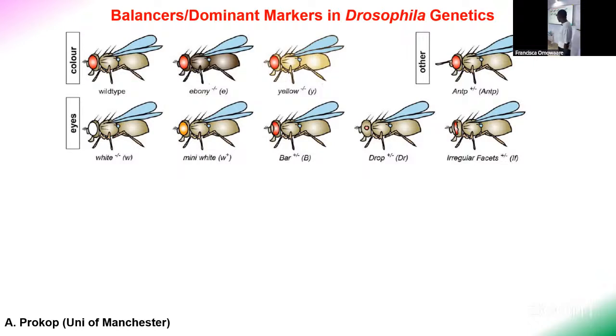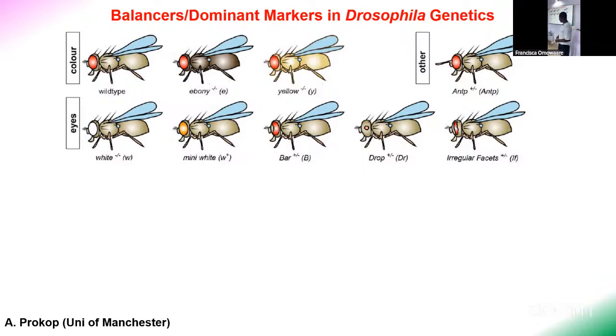So forget about that. But there are some animals that are going to be wild type for the eye color. There are some for the body color, and there are some that are going to be what we call the ebony phenotype, and there are some that are going to be yellow bodied. Okay, there are white eyed. There are some that are going to be the mini whites. Is that okay? Because of the insertion of the P element. There are some that are going to be Bar eye, so the bar eye shape. There are some that are going to be Drop, and there are some that have got the irregular facet.